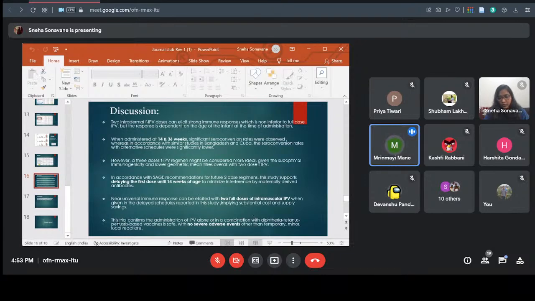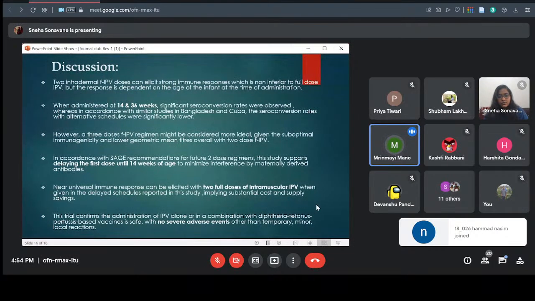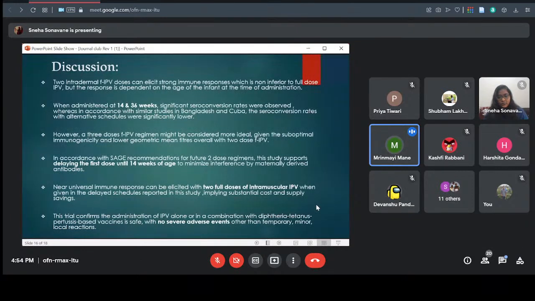However, 3-dose fractional IPV regimen might be considered more ideal given the suboptimal immunogenicity and lower geometric mean titers overall associated with 2-dose fractional IPV. Can we go back to the table?